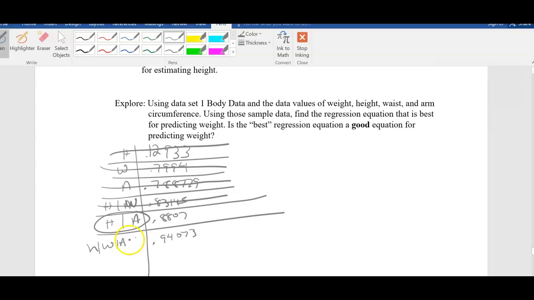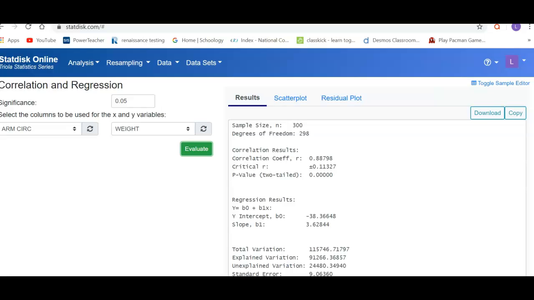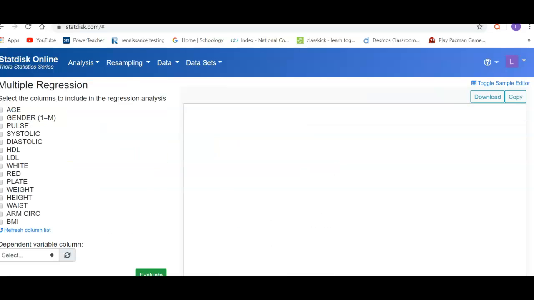I'm going to do this one just to show you how to write that equation, so you make sure you get it right. But both of these would be better. I would probably almost say this is the better of the two. So now let's go to StatDisk. And since we're going to use a multiple regression this time, it was better than our lines. Instead of a regression, correlation, and regression, we're going to do multiple regression.